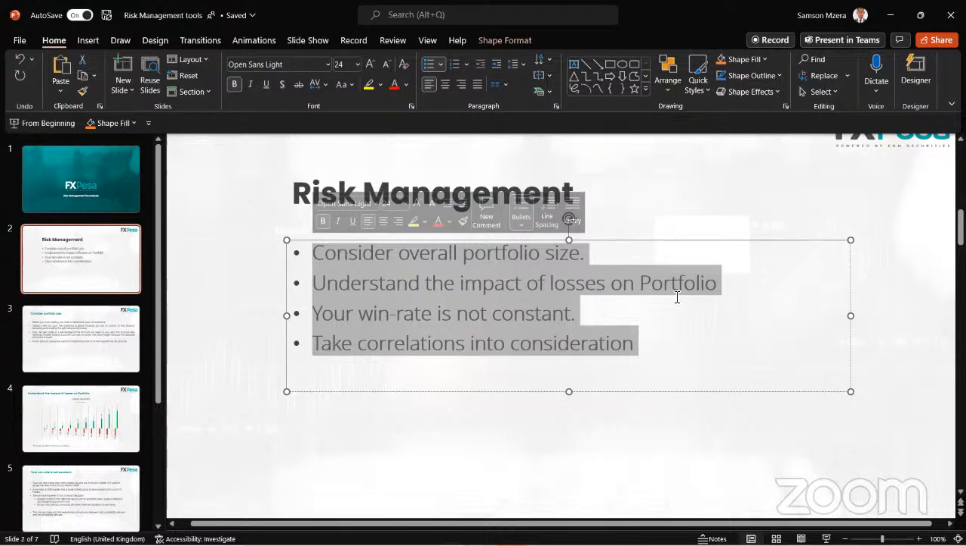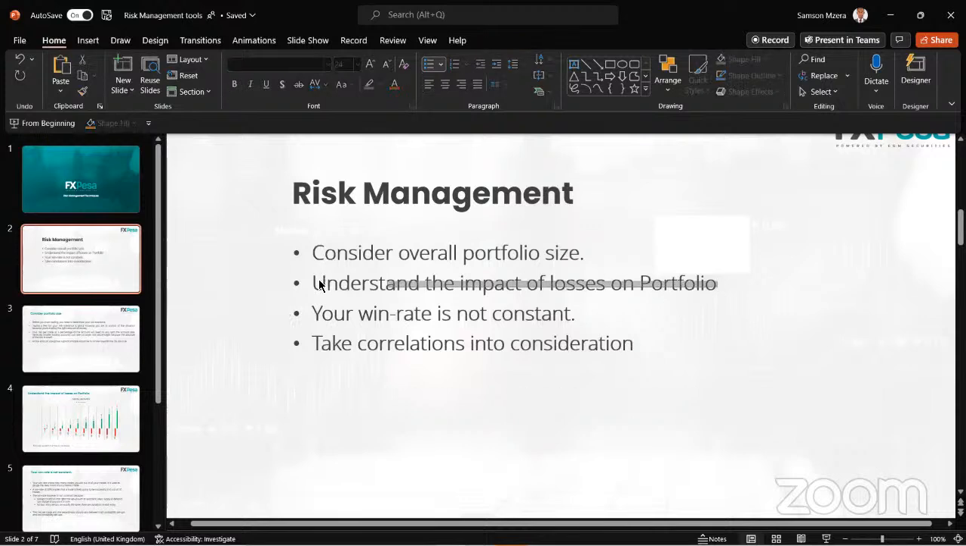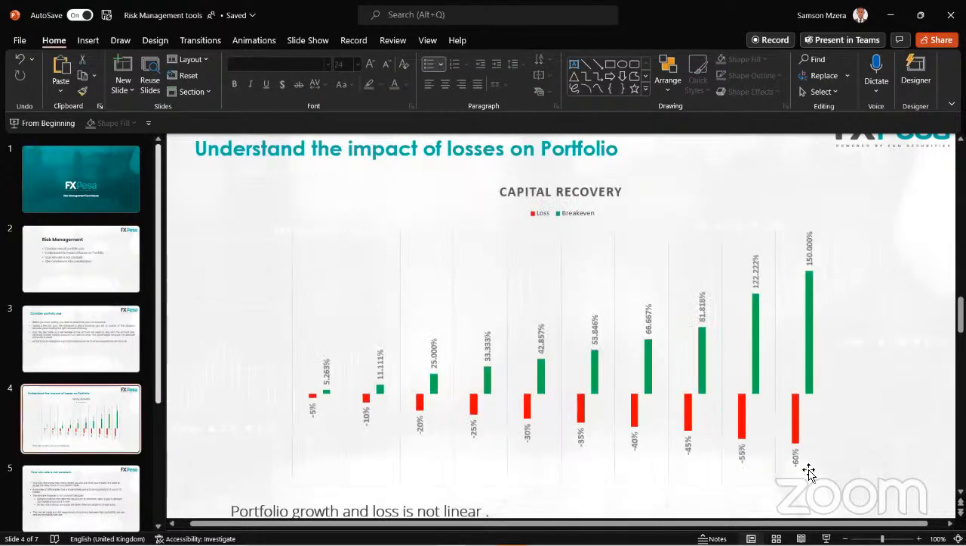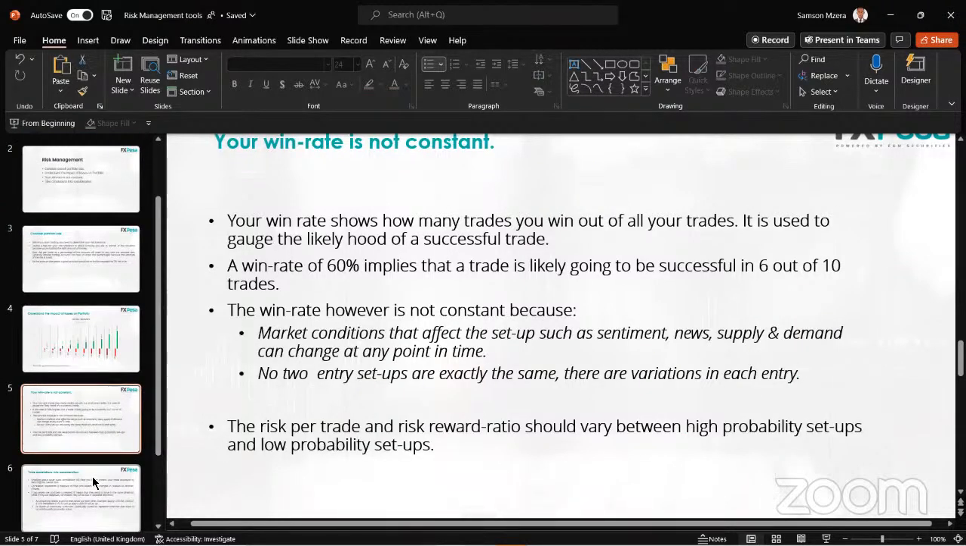Then the second one is understanding the impact of losses. Your account doesn't grow in a linear way. Your account grows in a curvilinear way. In this case, if, for example, you lost 60% in your account, that means to get back to break even, you need to make 150% on that balance. So does that mean you have to take in more risk? Does that mean you have to trade more? And such things.